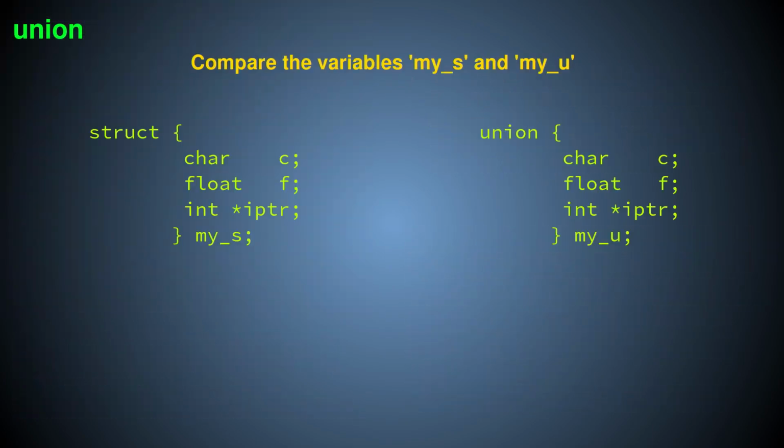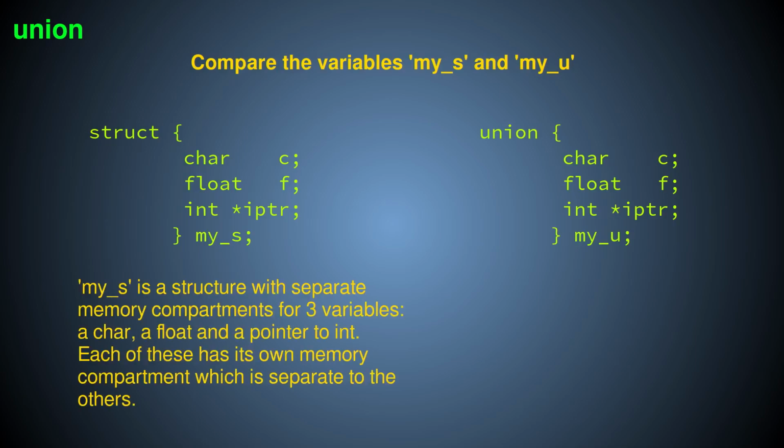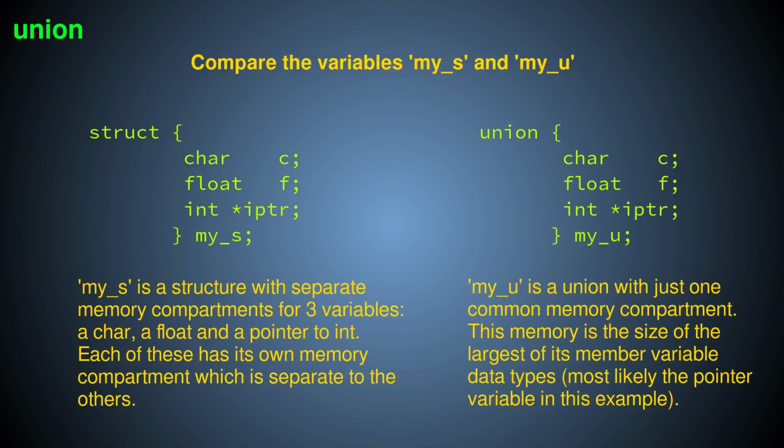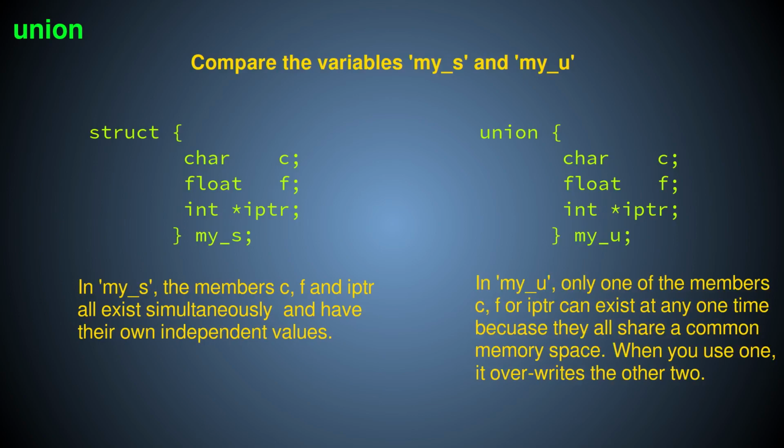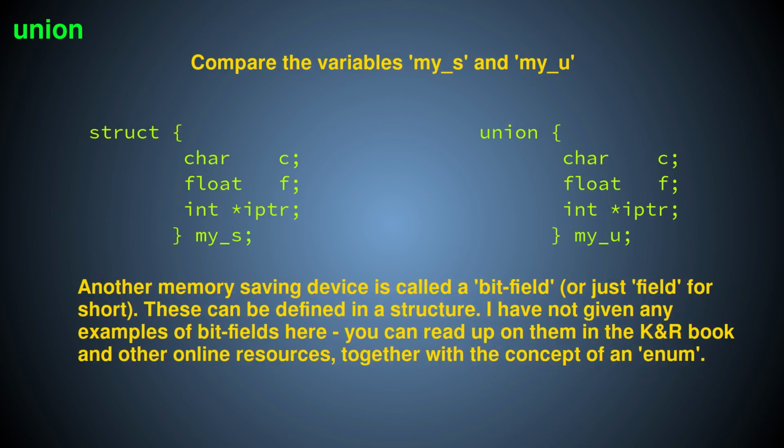Unions have a similar syntax to structs, so may be confused for them. They are actually quite different. A union is a memory saving device, whereby a single block of memory can be allocated to store any one of a number of different data types. Unlike a structure, only one of those data types can be used at any one time, because they all share the same memory block. I don't use unions much in my image processing work, so I won't go into the details, but the Kernighan and Ritchie book and other online resources explain them more fully.